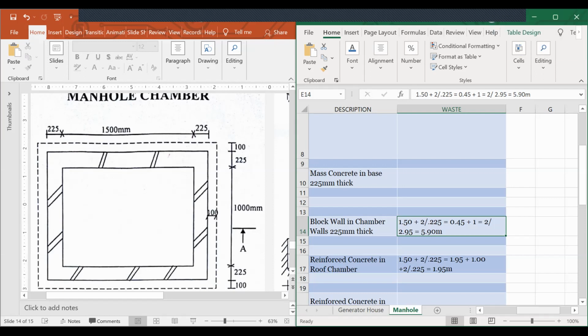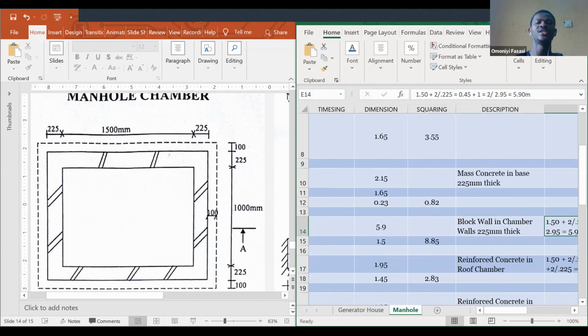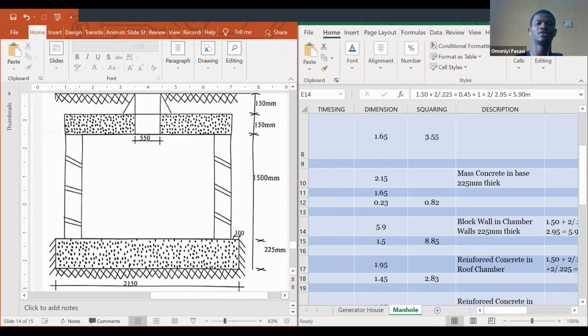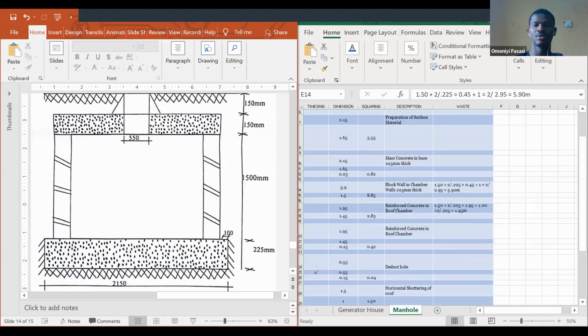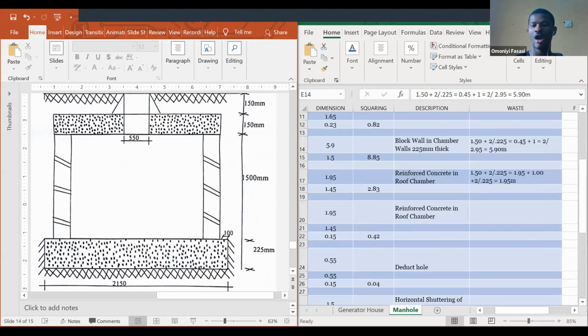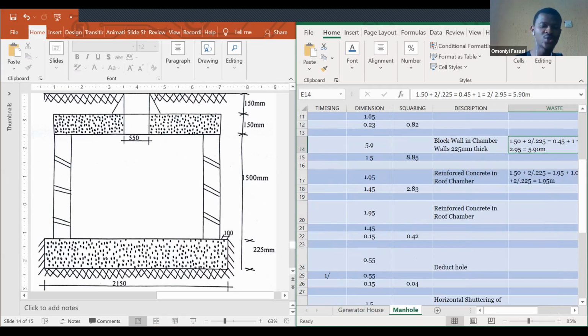Where did you get 0.23? 0.23 is the depth of your foundation below ground, that would be 150 plus 150 plus 1,500 plus 225. Sorry, that is the depth of your footing. The 0.23 is the 225 mm you are seeing here as the depth of your footing. Why did you not use 0.23 instead of 0.22? Okay, you approximated it.